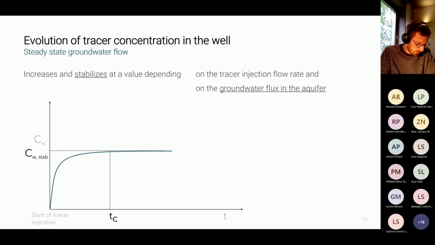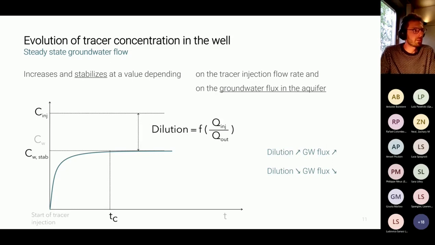So this stabilized concentration is compared to the injected concentration, and it allows the calculation of a dilution which is proportional to the groundwater flux. Of course, if we have a high groundwater flux, the dilution will be high because we have a lot of water flushing our tracer out of the well. And of course, we will have a stabilized tracer concentration that is really low.